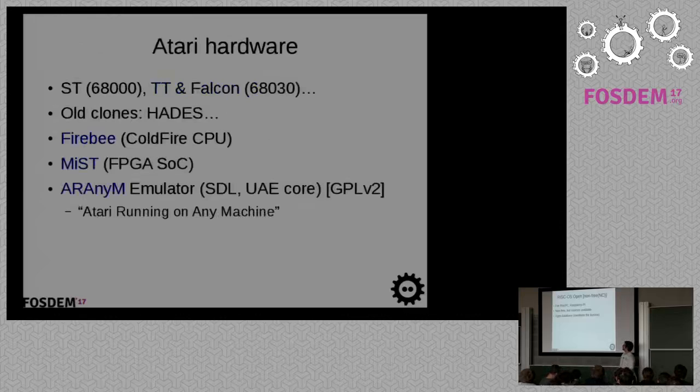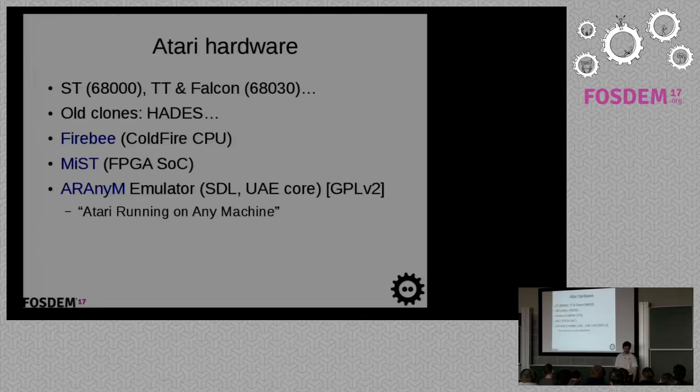The Atari hardware, which, well, was quite nice. The Falcon had a full 030 CPU, so you had an MMU you could run. There is also a 060 accelerator for the Falcon. Yeah, right, exactly. I didn't mention that. And some clones, and there's a new hardware called the Firebee, which is a ColdFire CPU. So it's really nice. It's a small box, and an FPGA emulation, and there's ARAnyM, which you can run on your PC, which emulates kind of a clone, a Falcon 040 clone.